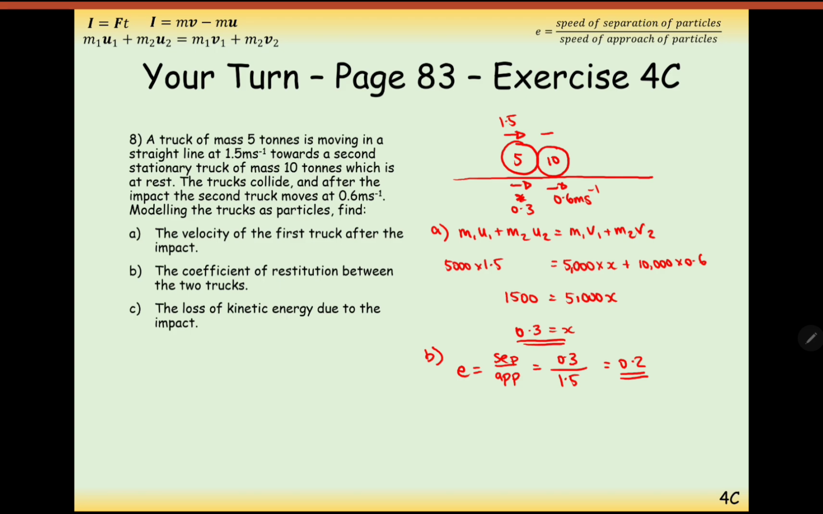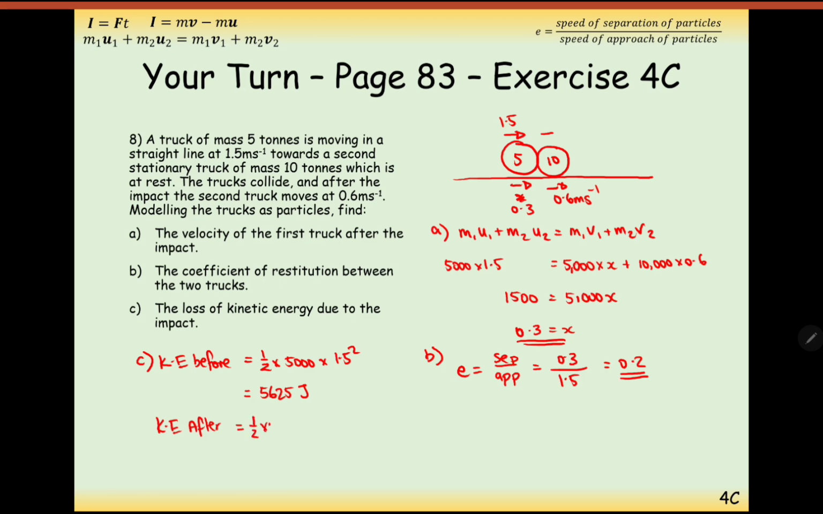Excellent, there we are. Part C, which is what we're looking at in this video, the loss of kinetic energy due to the impact. So the kinetic energy before is equal to 1/2 times 5,000 times 1.5 squared, which gives an answer of 5625 joules.